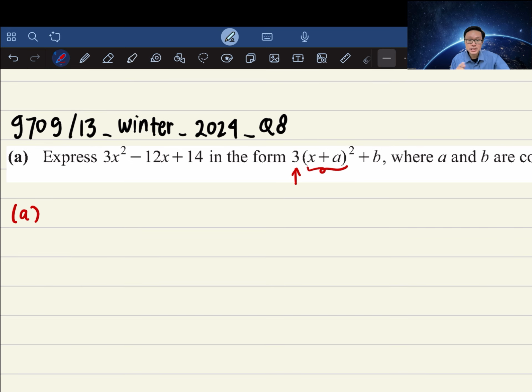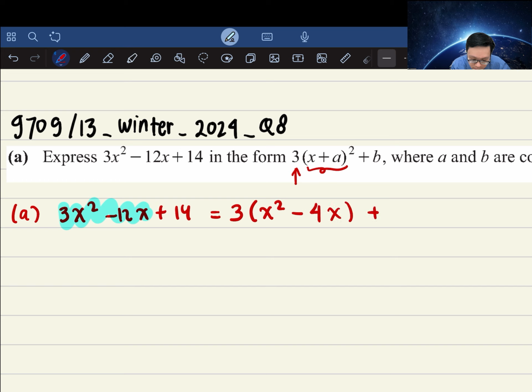Let's do the same step. The first step is we take out the x squared coefficient, which is 3. But now, let's write down the question first. We only take out the 3 from the first two terms and leave the 14, because we do not take out 3 from the 14 in this expression. So it becomes 3 times x squared minus 4x, plus 14.